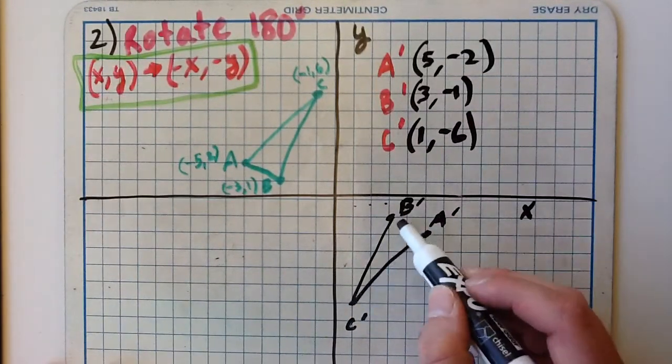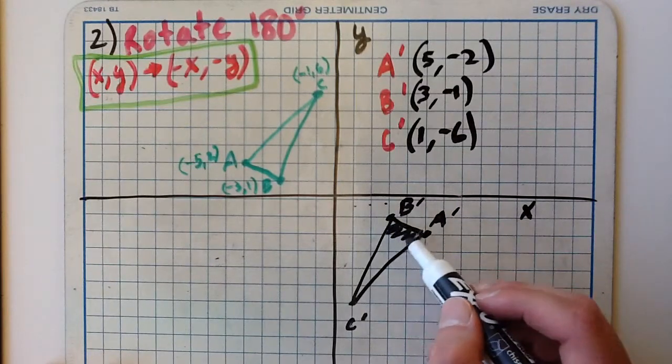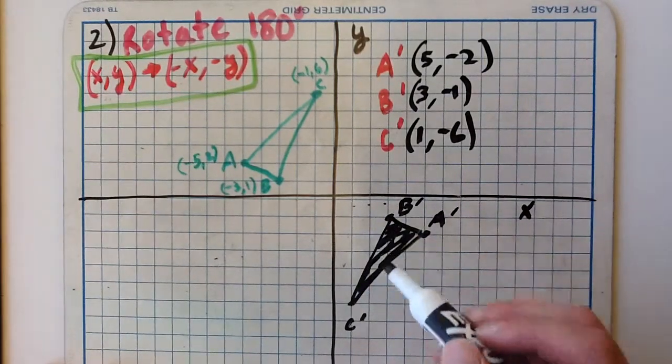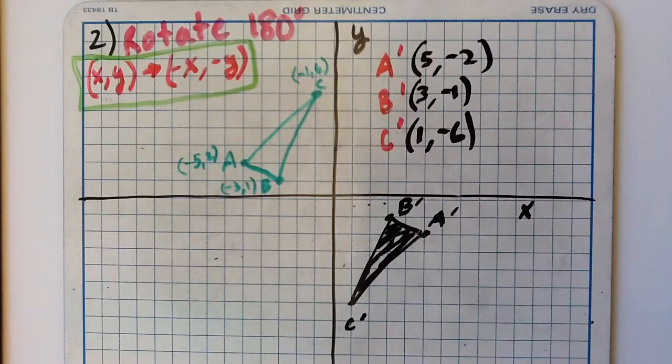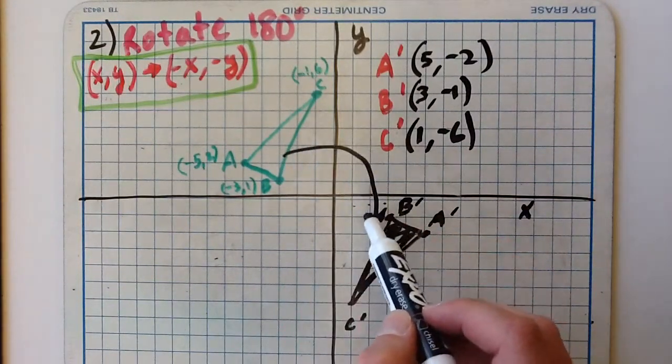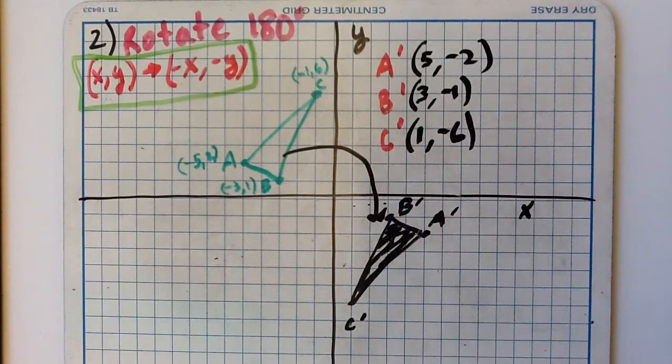Okay, so I connect those. This is the triangle, shade it in to say this is the image. Alright, so this is the image rotated 180 degrees about the origin. So I'm rotating it 180 degrees to right there.